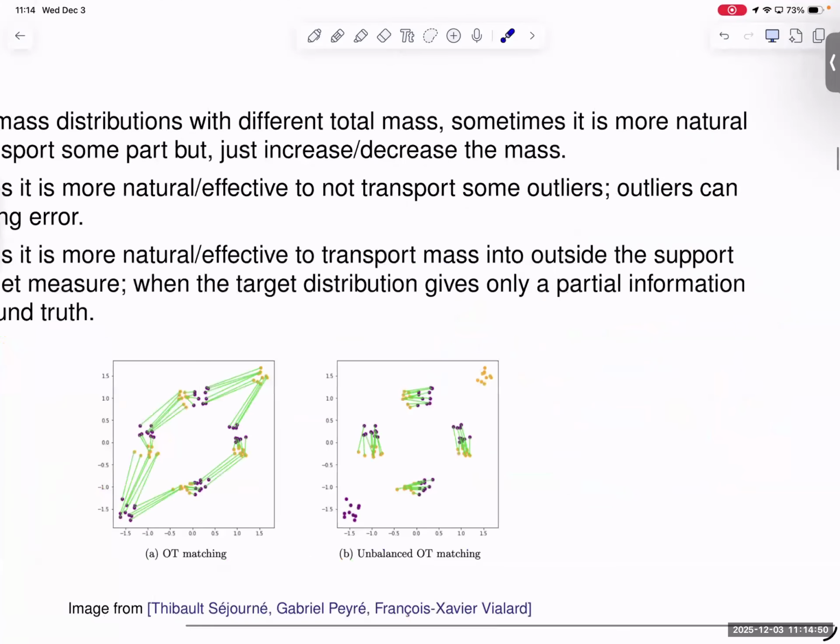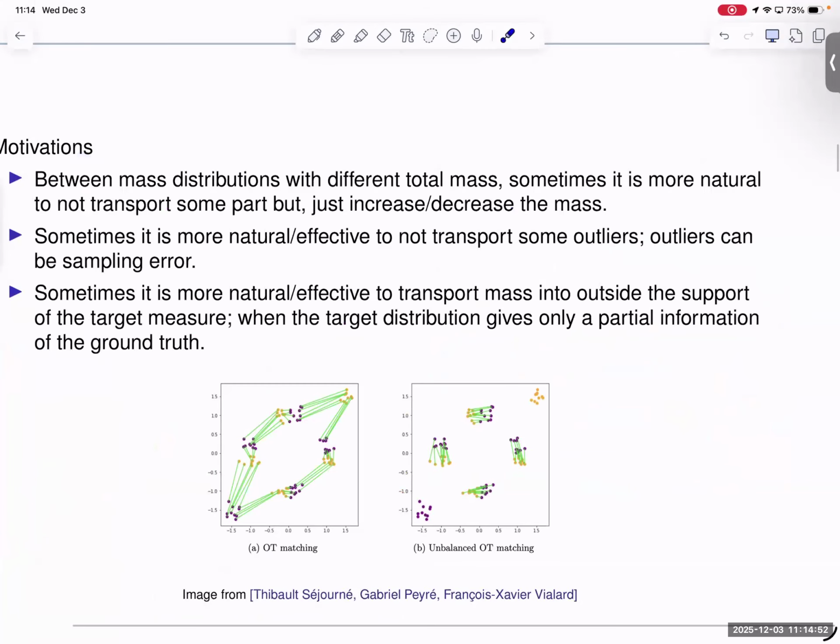So in unbalanced transport, we sometimes want some freedom to transport somewhere where the target measure is not supported. Okay, not only into the support of the target measure, but also sometimes outside of the support of the target measure. So that's what I wrote here.